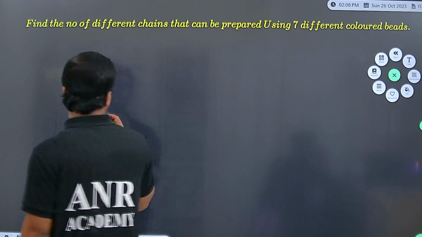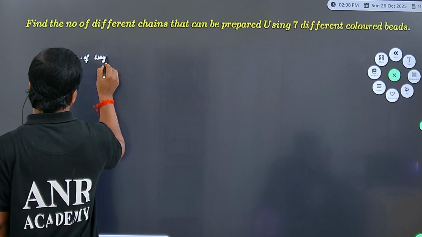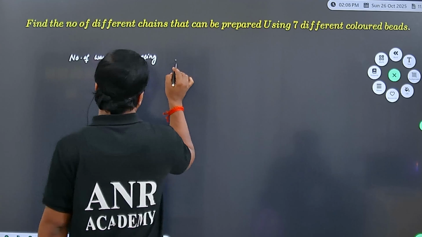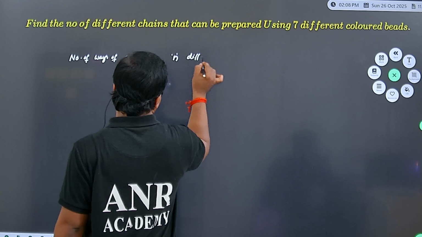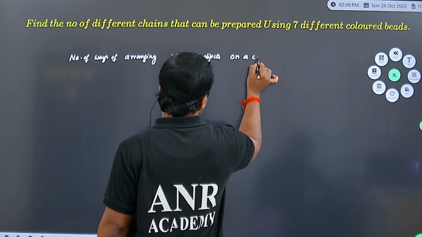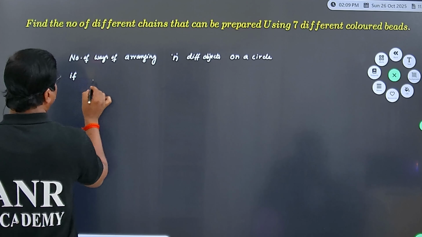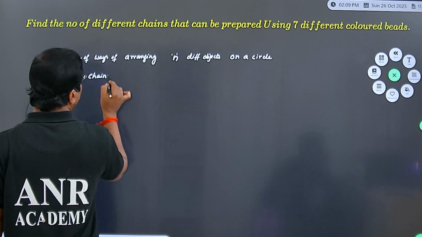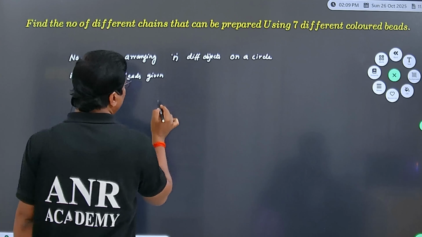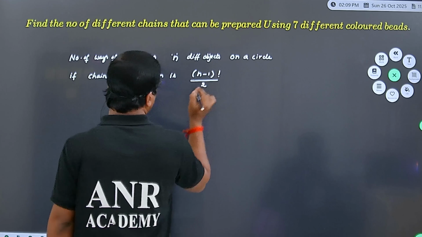So here first I am going to write the formula. The number of ways of arranging n different objects on a circle, if chains of beads are given, is equal to (n minus 1) factorial whole divided by 2. This is the formula.